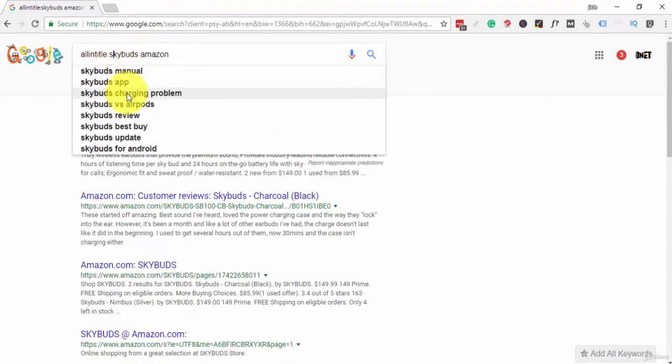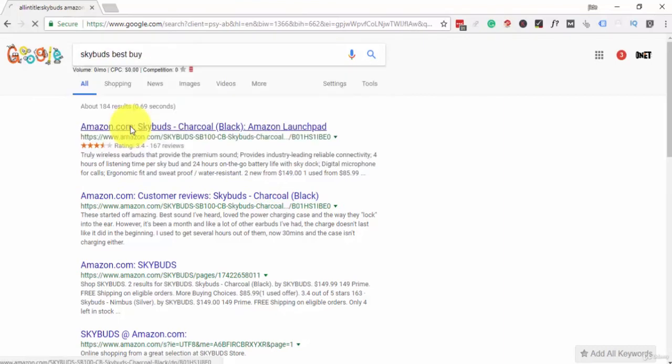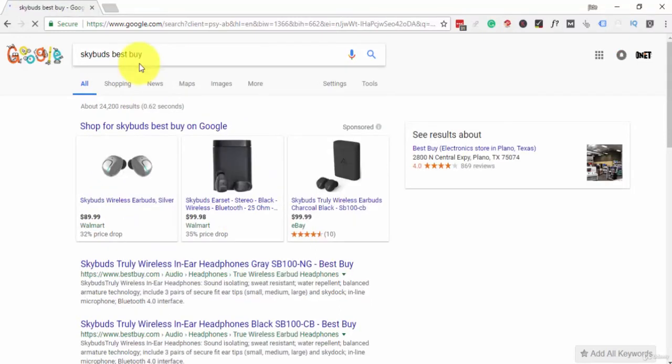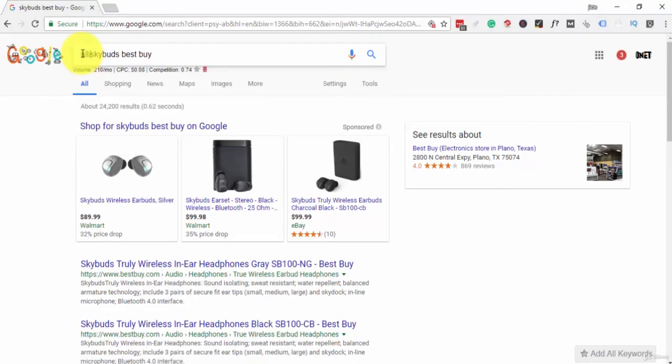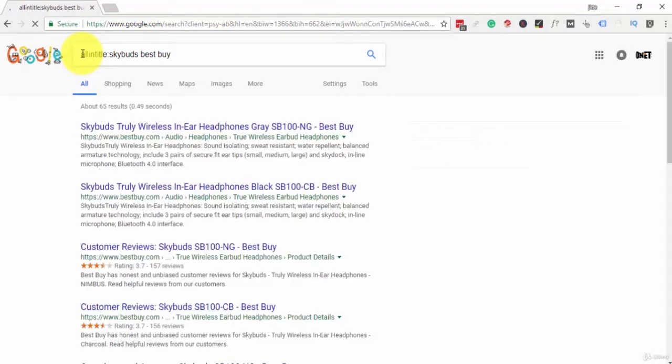Charging problem versus AirPods. Let me see. Best Buy. Yeah, Skybots Best Buy. Let's see. Okay, this is 230 per month. Allintitle, colon, Skybots Best Buy. Let's see what we have. Good. This is a very good result.